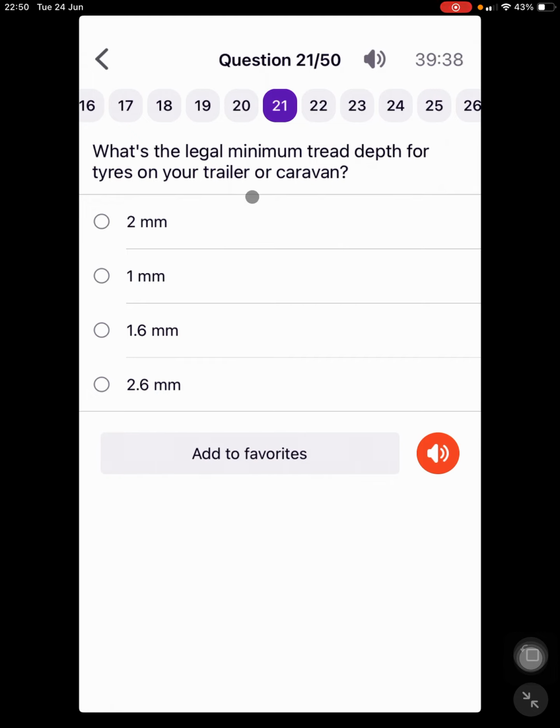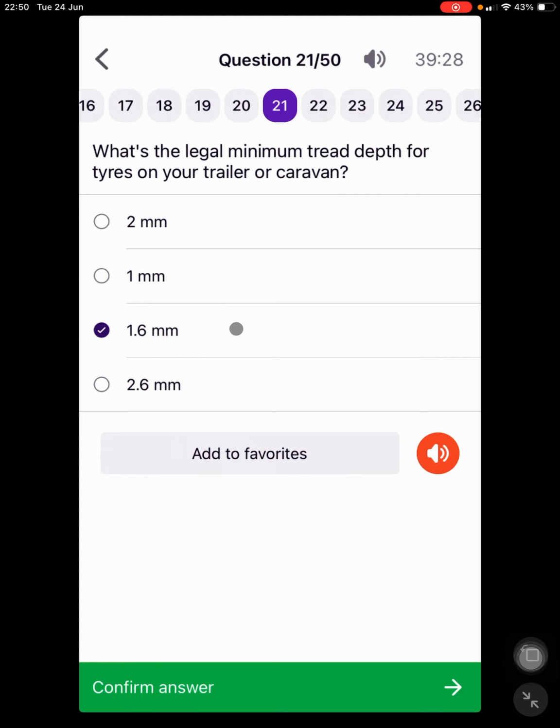So if they ask you about the depth of tires for any car, whether that's a caravan, a trailer or a normal car, any car, just remember it will always be 1.6 millimeters.